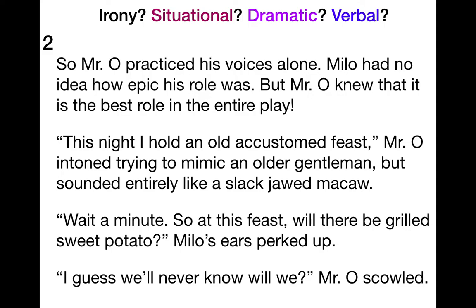Mr. O scowled. So we've got one type of irony on page 2. Think about it. When it says Mr. O knew that it was the best role in the play, but Milo had no idea, what type of irony is that? Hit pause if you need more time.